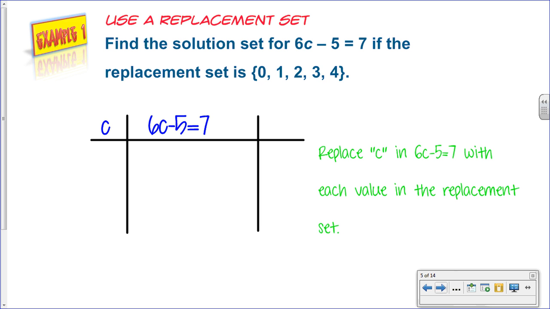A lot of times we can use these, especially when we start graphing lines and we start finding ordered pairs to graph those lines. We'll use a double T table like this, or an input-output table.